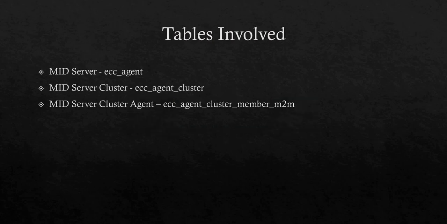So these are the three tables which will be involved while we are creating that subflow. The first one is the mid server. You might be aware of what mid servers are. ECC underscore agent, that's the backend name. Similarly, mid server cluster. And then finally, we will be using a table called mid server cluster agent. So this is a many to many relationship table which will be storing relationships between mid servers and mid server cluster.